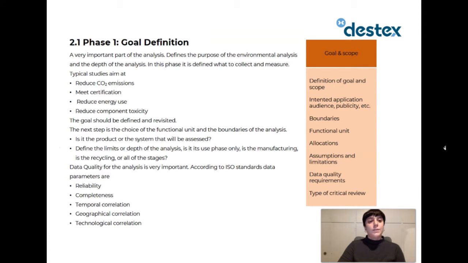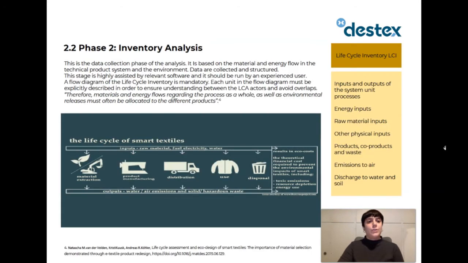For the goal and definition, we have the typical studies that aim to reduce CO2 emissions, meet certification, or reduce energy use. The data quality for the analysis is very important. According to ISO standards, data parameters are reliability, completeness, temporal correlation, and geographical and technological correlation.